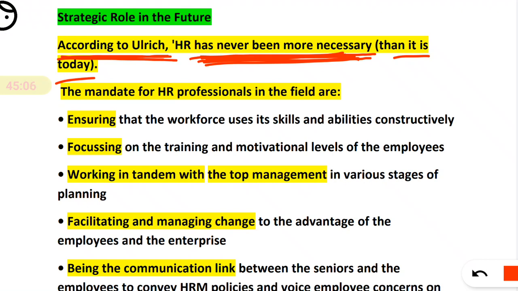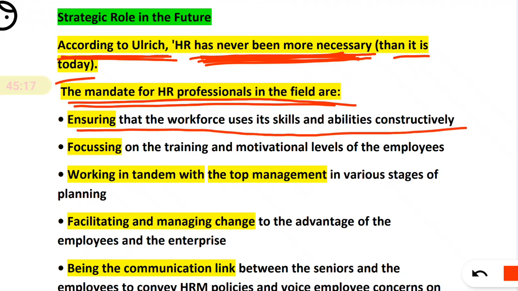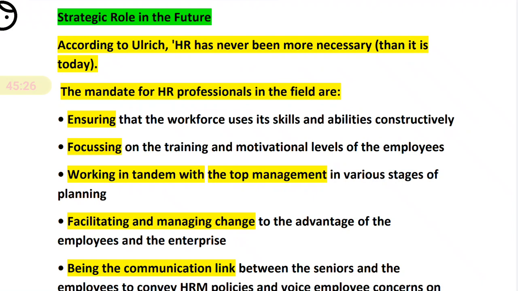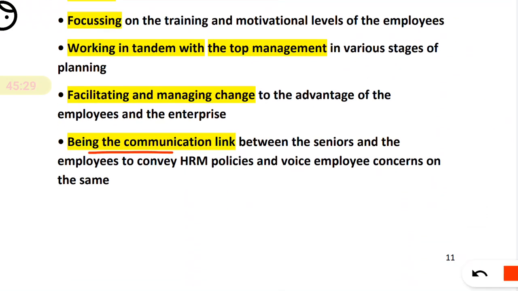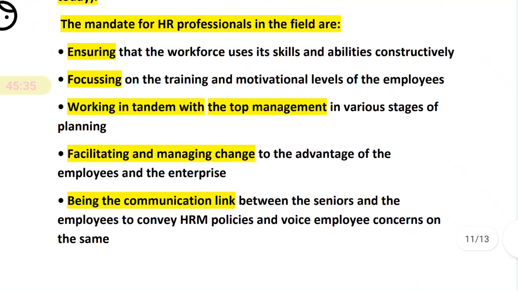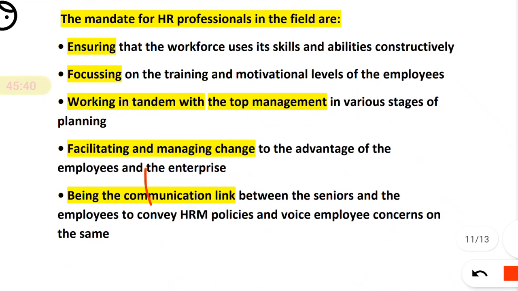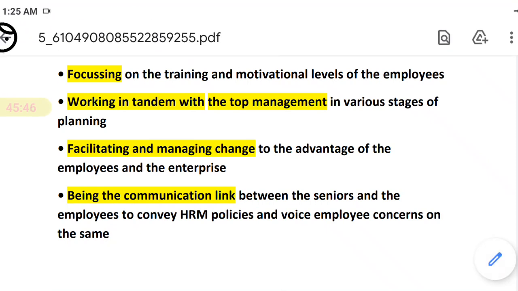The mandates for HR professionals in the field are: first, ensuring that the workforce uses its skills and ability, focusing on the training and motivational level, working in tandem with the top management, facilitating managerial changes, and being the communication link between the senior and the lower employees. These are basically the mandates of the HR professional. That means this is the work that must be done by HR. This is not important, you don't need to remember it, just go through it and read it once.